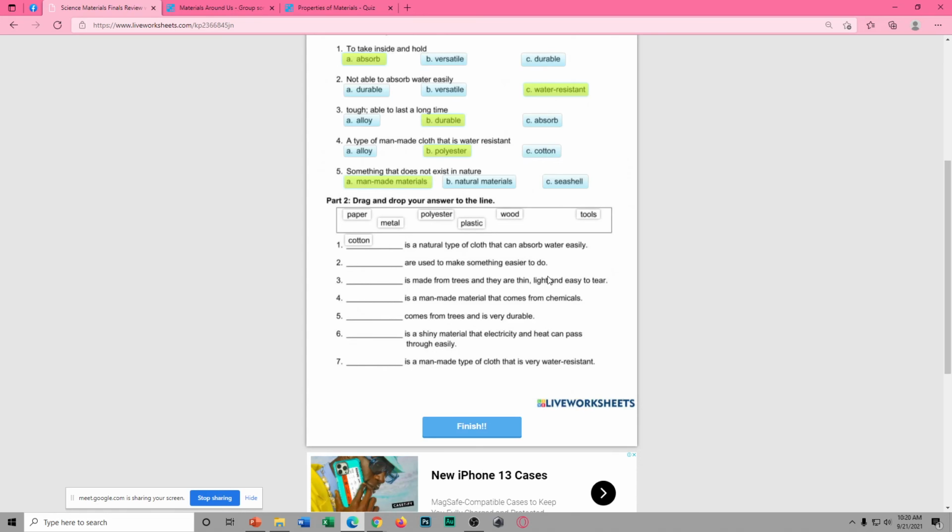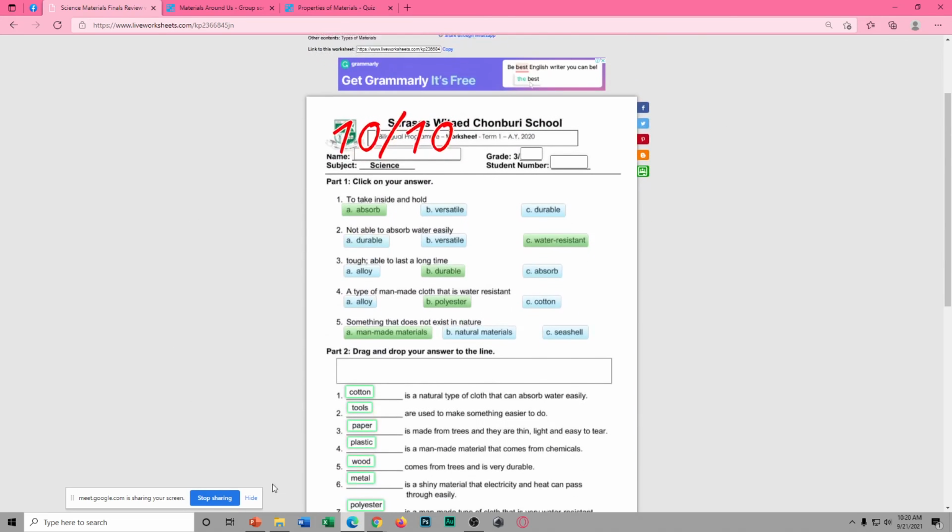If you want to build something, you can use tools. It is made from trees and they are thin, light, and easy to tear. Paper. It is man-made and comes from chemicals. Plastic. Comes from trees and is very durable. Wood. It's a shiny material that electricity and heat can pass through easily. Metal. It is a man-made type of cloth that is very water resistant. Polyester. Click finish, check my answers, and then take a picture.